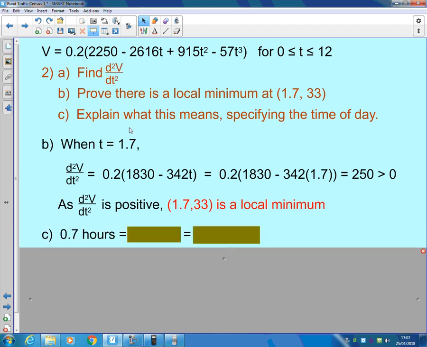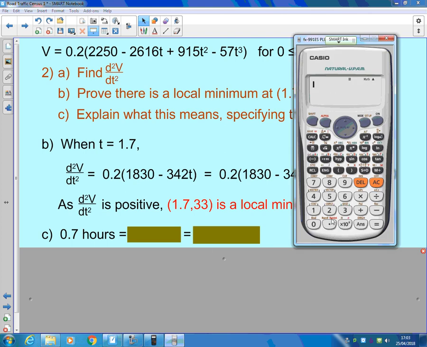Okay, the third bit, explain what this means and specify the time of day. Well, when t is 1.7, we don't talk about 1.7 hours, it's 1 hour and some minutes. So let's look at the 0.7 hours. Well, 0.7 hours, turn it into minutes, multiply by 60 is 42 minutes.